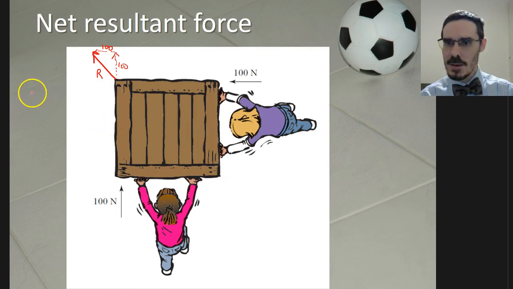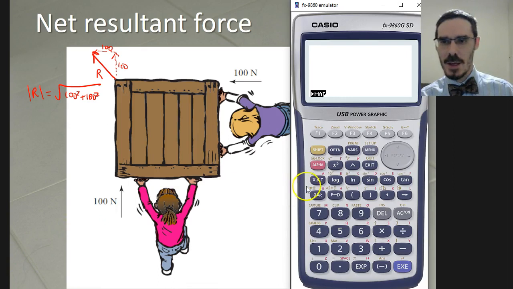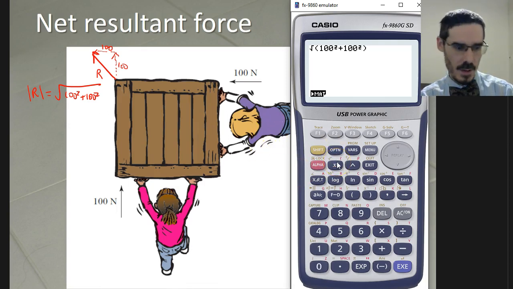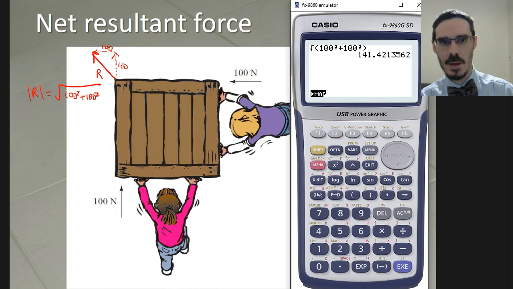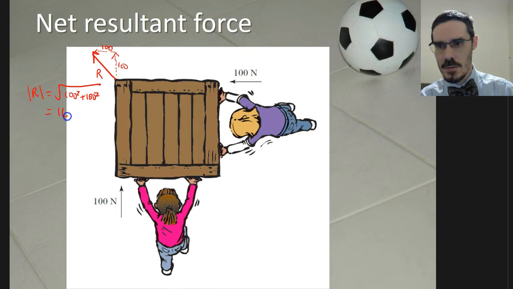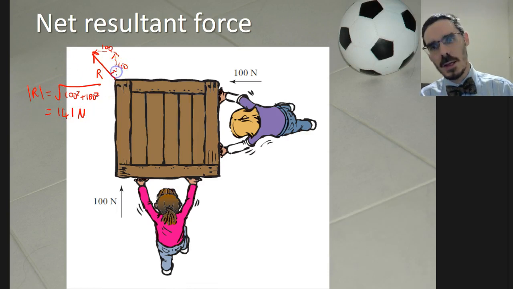Yeah, I've probably got room over here. The size of my resultant force is the square root of 100 squared plus 100 squared. I haven't got my calculator ready, just a moment. Okay, here's my calculator. The square root of, brackets, 100 squared plus 100 squared. Yep, 141 newtons, and the angle here must be 45 degrees because those two lengths are equal. Okay?